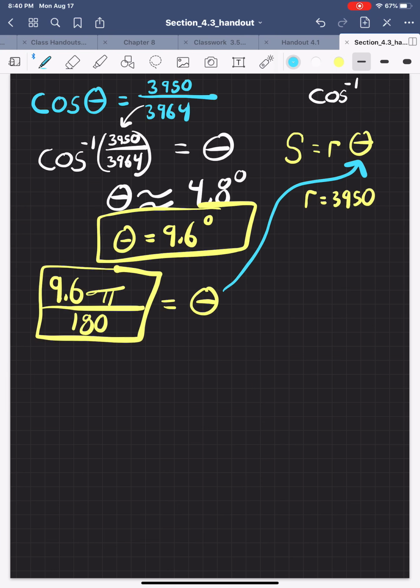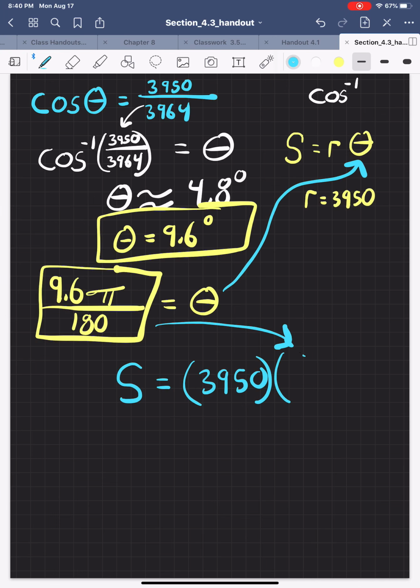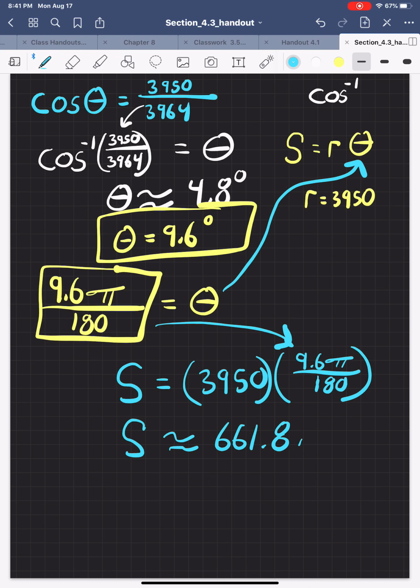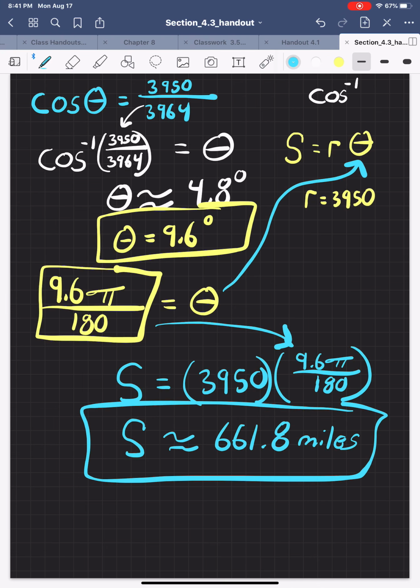Okay? So the answer is going to be S is equal to R, which is 3,950, multiplied by theta, which is 9.6 pi over 180. So I'm getting an arc length of roughly 661.8 miles. See if you can confirm that. So that is the arc. That is the path that could be seen from that altitude. I will see you in the next section.